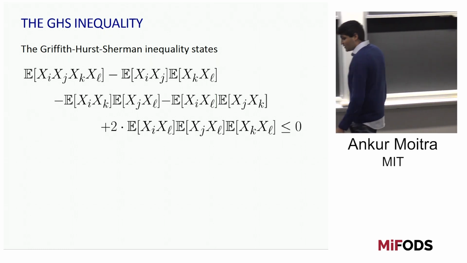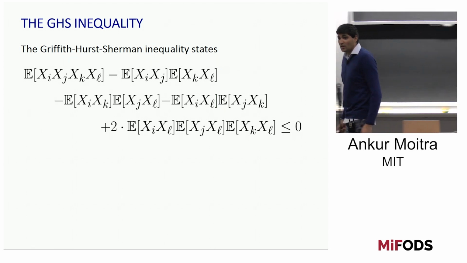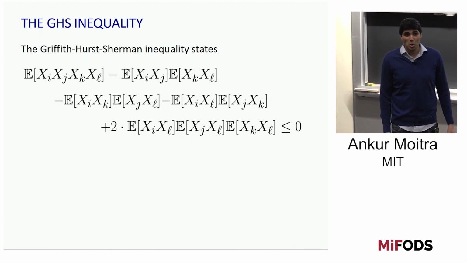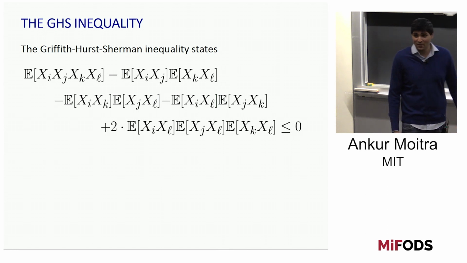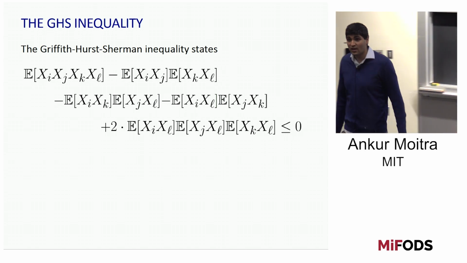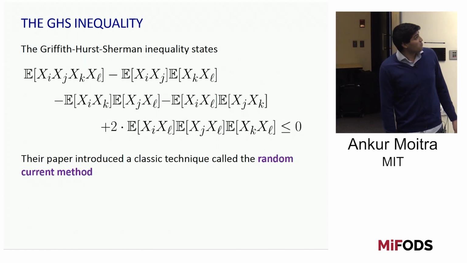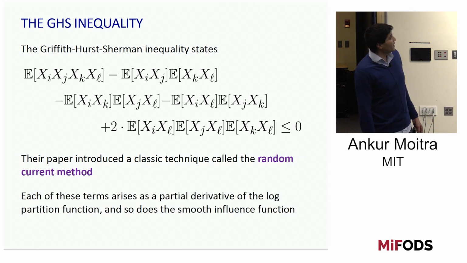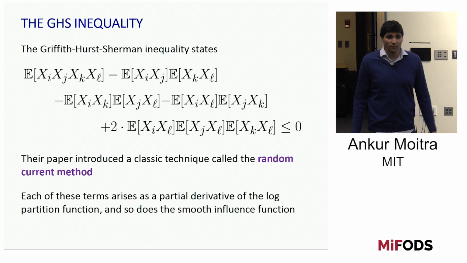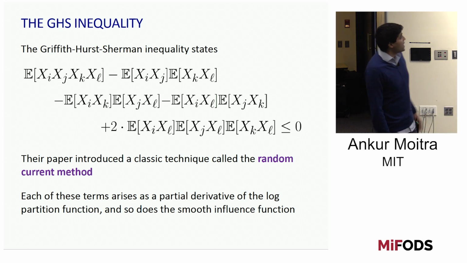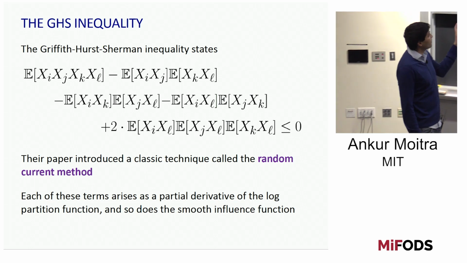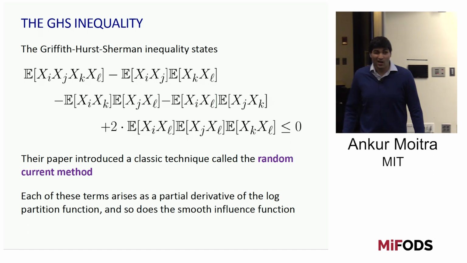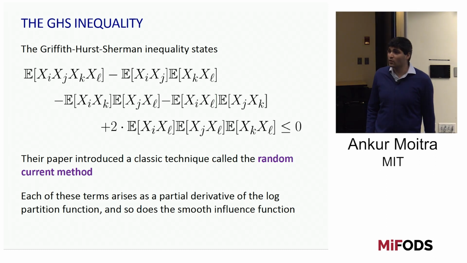And now, because you asked, this is the GHS inequality. It's kind of hard for me personally to look at this and see submodularity popping out, but this is not supposed to be intuitive. This is the thing that implies the concavity of magnetization. The important thing to know is that it's proven through a really powerful technique called the random current method. And what this has to do with concavity of magnetization or the smooth influence function is the fact that each of these terms can be thought of as coming from partial derivatives of the log partition function. That's a calculation you can do, and that's also true for the smooth influence function.